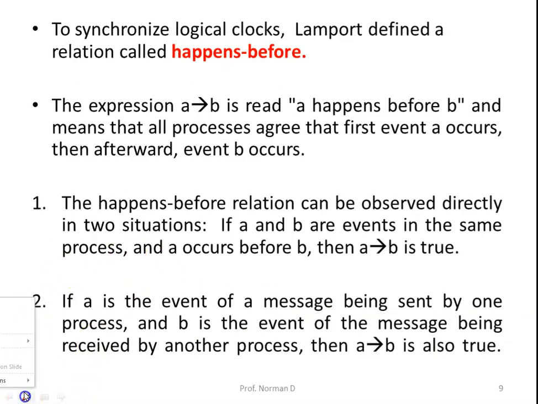Now, Lamport defined a relation called happens before. What does this mean? If we have an expression A arrow B, this arrow is read as, or this entire statement means, A happens before B. That means all processes agree that this first event A occurs, and only after A, B occurs.